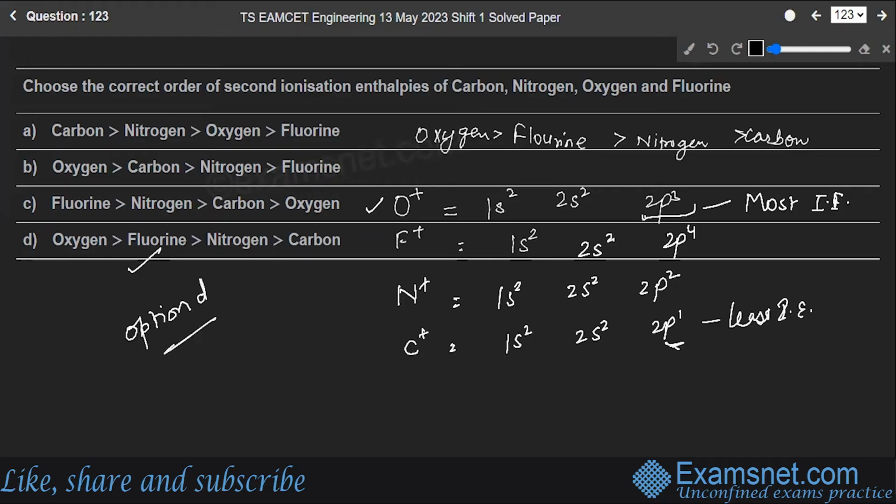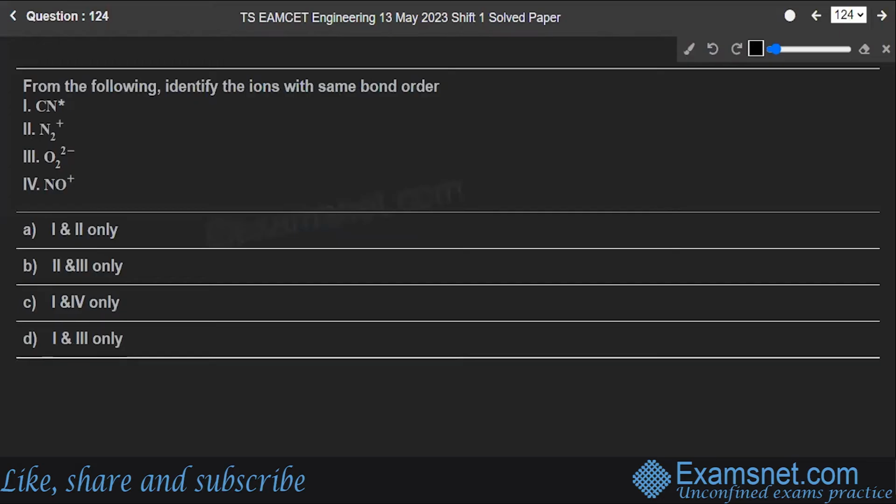Hope you got that. Next is question number 124. From the following, identify the ions with the same bond order. Which are the two that have the same bond order? Species containing the same number of electrons have the same bond order.